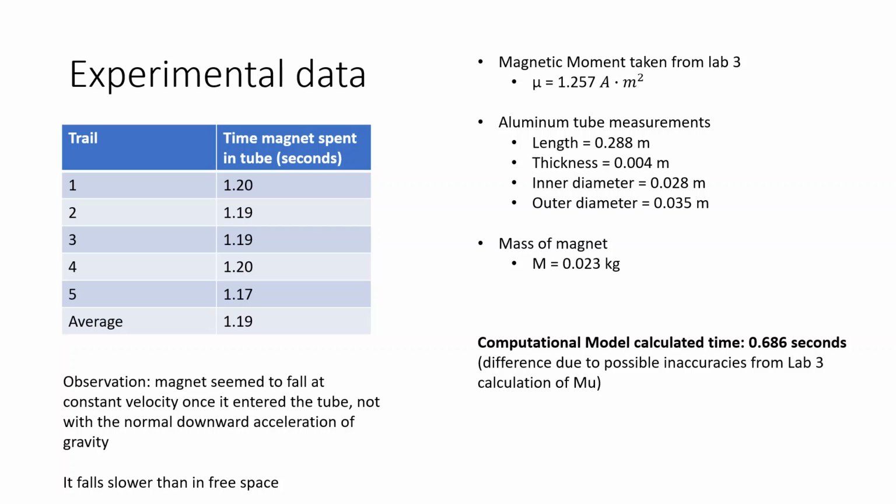On the right side, we have some data about the aluminum tube and the magnet, and we took the magnetic moment from lab 3 and had that value. And we found the computational model calculated time to be 0.686 seconds for the amount of time it should spend in the tube. And this is different, probably because of lab 3 inaccuracies for calculating mu, and then probably another reason we'll talk about later.